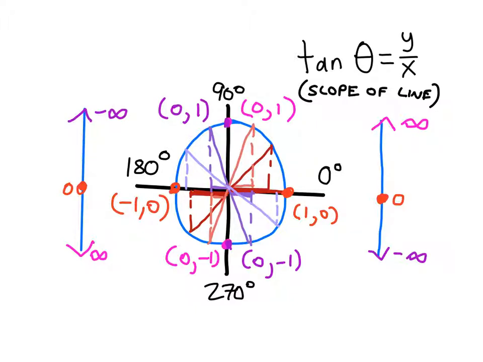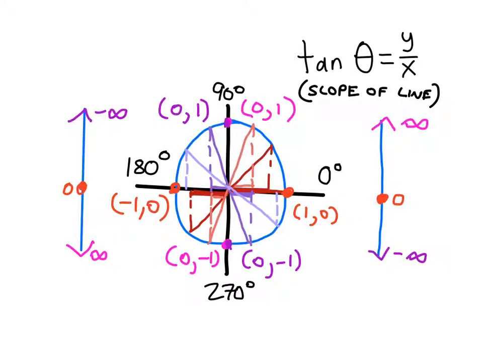So as I approach 90 degrees in the first quadrant, and as I approach 270 degrees in the third quadrant, my tangent is just going to keep getting greater and greater and greater.